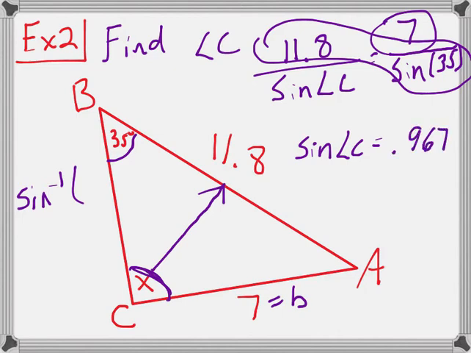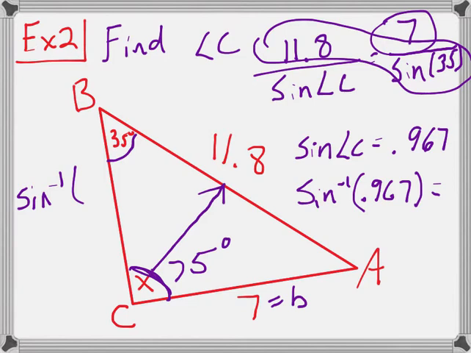0.967. Now to find the angle measure, I need to inverse this. So it's going to become sine to the negative 1 power, second sine on the calculator. Second sine 0.967, and basically hit equals, and that will find your angle measure for C. Okay, now I got 75 degrees.